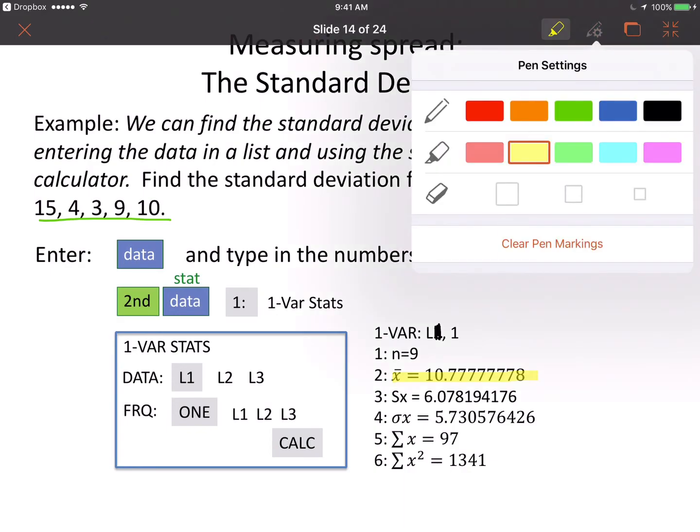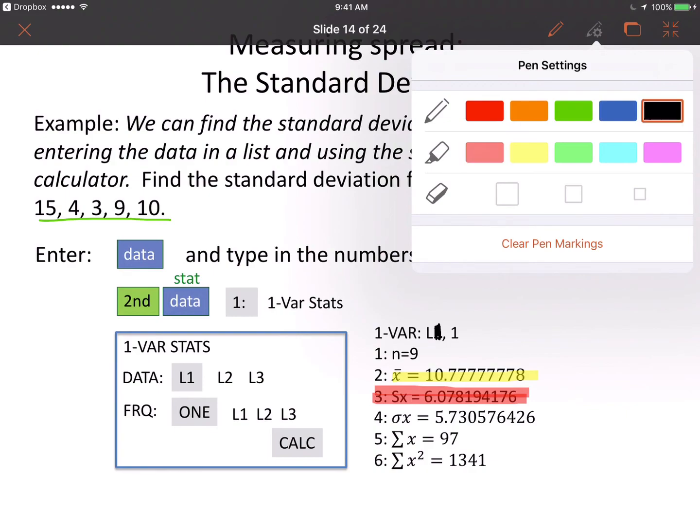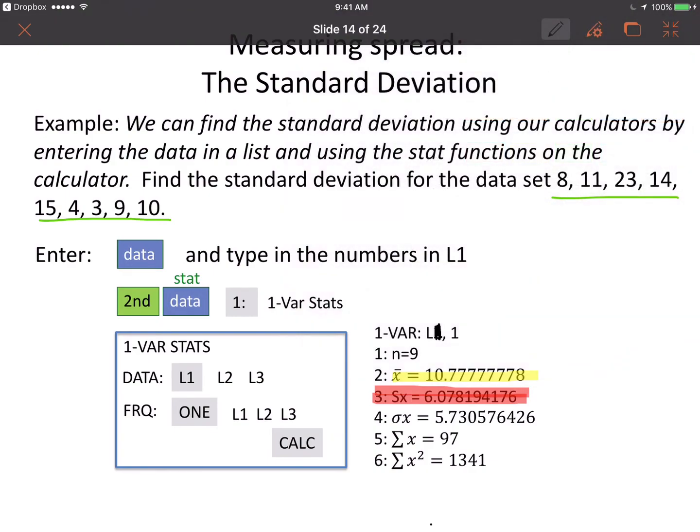And the option that we are looking for is the standard deviation. That is number 3. Okay, so number 3 gives you the standard deviation. Here it's called SX. So S for standard deviation. So your answer here is that S equals 6.078. Okay, so there's your standard deviation. And if you were to use the formula on the previous slide, that should be the answer that you get. Number 4 is the population standard deviation. We're going to skip that for now.